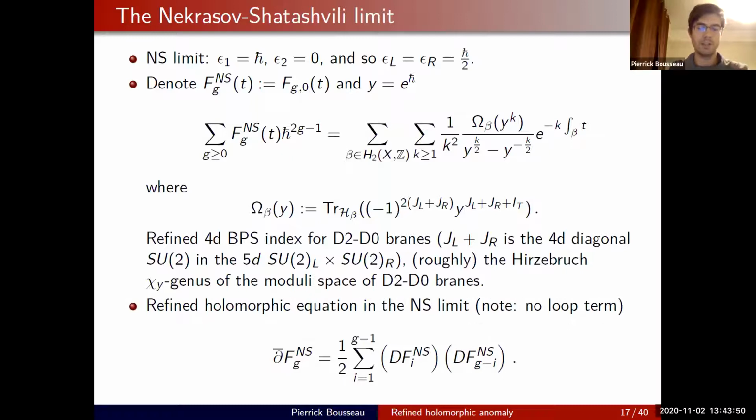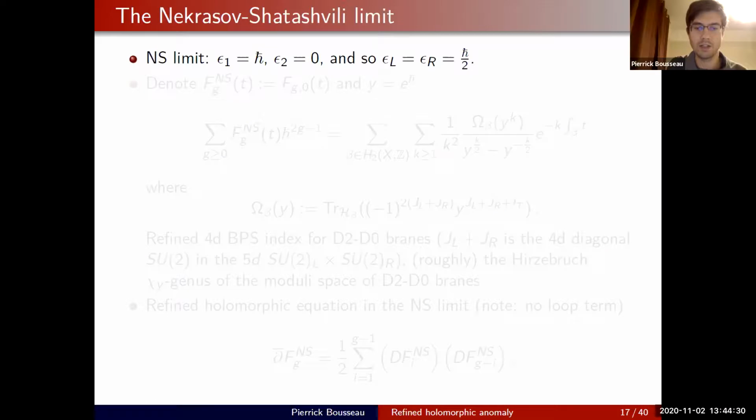And in this particular limit, you can see what the refined holomorphic anomaly equation is saying. And it takes this very simple form. In particular, in this NS limit, the loop term of the ordinary equation has disappeared. So in general, you need to sum up all the possible ways your Riemann surface can degenerate. You can either have separating nodes, which separate your surface into two pieces, or it could have a self-intersecting node. And here the term with the self-intersecting node is not present in the NS limit.